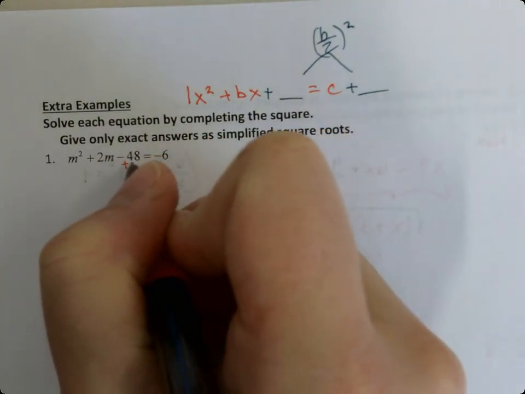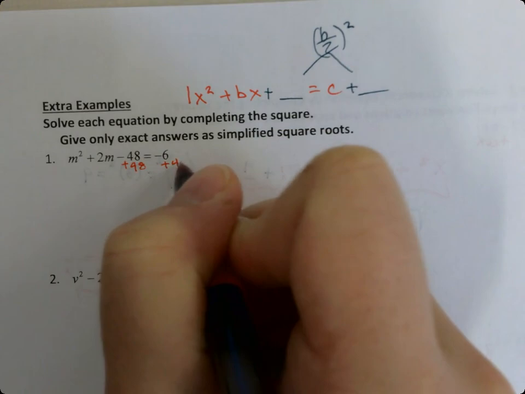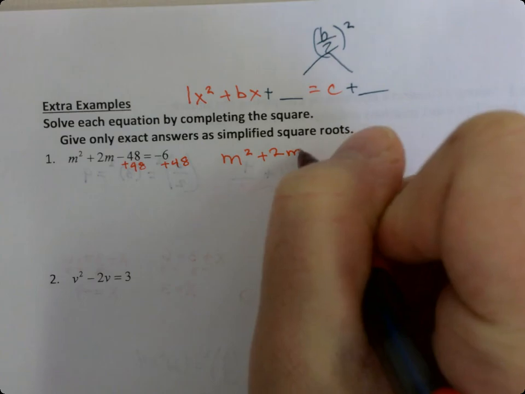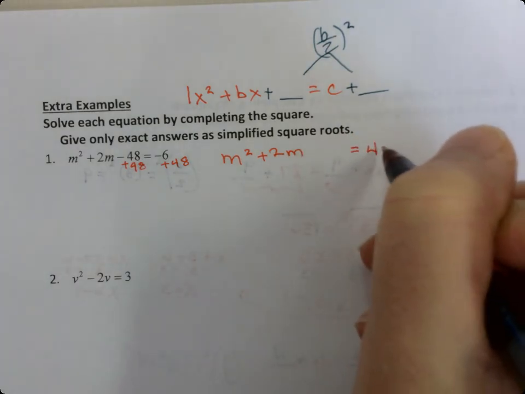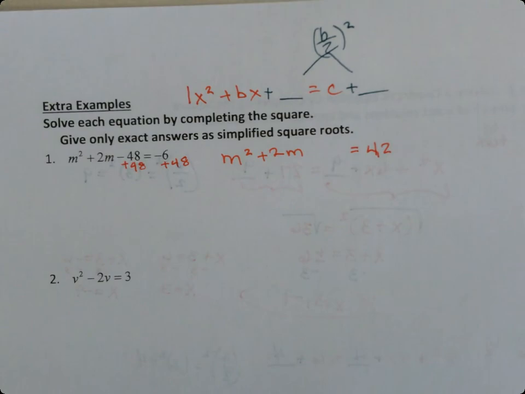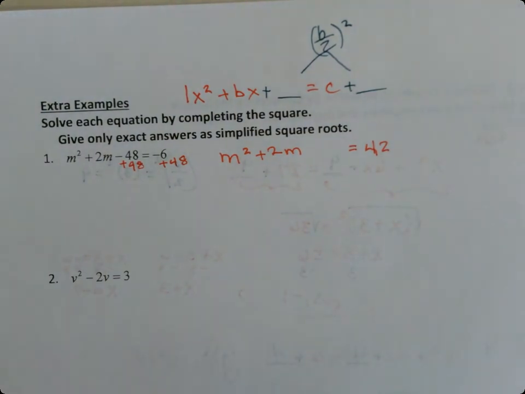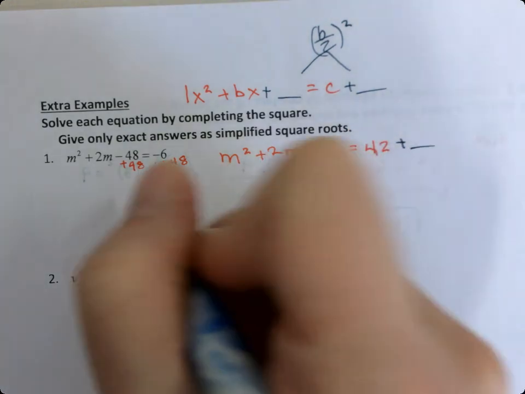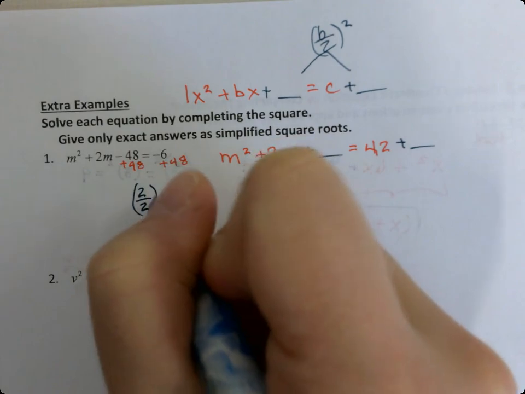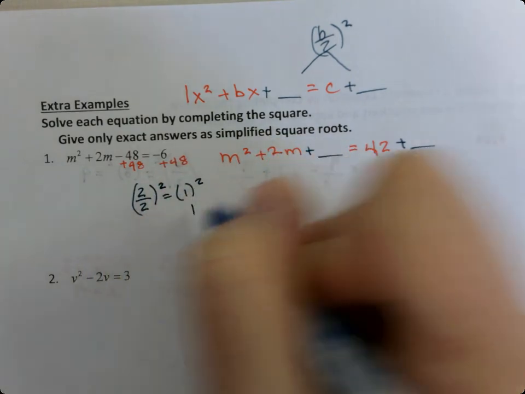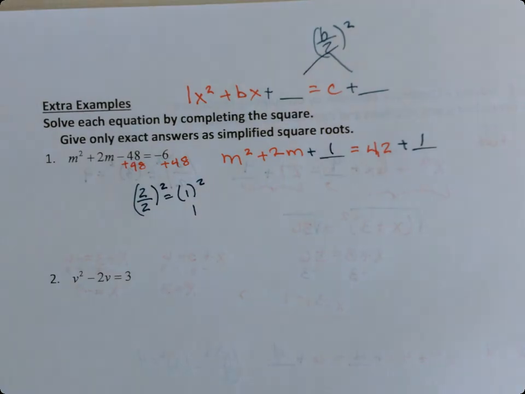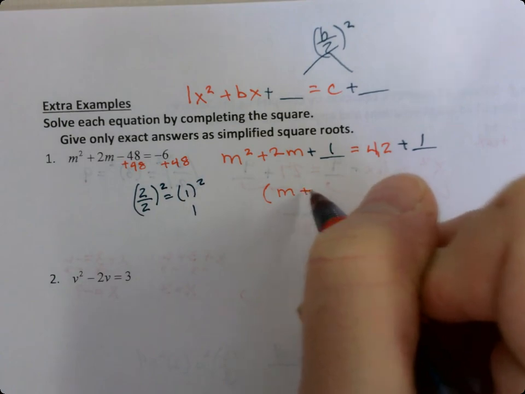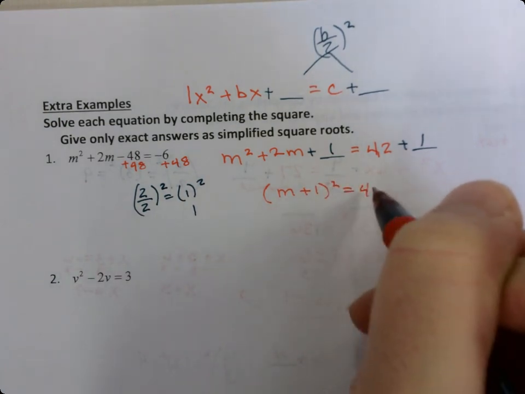First thing I need to do is isolate the variables by adding the 48. And so I have here m squared plus 2m, leave a little room, and that's going to equal a positive 42. Okay, now that I've got that, I am going to complete the square. And so I'm going to take 2 over 2, which is 1 squared, and I get 1. Okay, so I can factor that. It is going to be m plus 1 times m plus 1 equals 43.